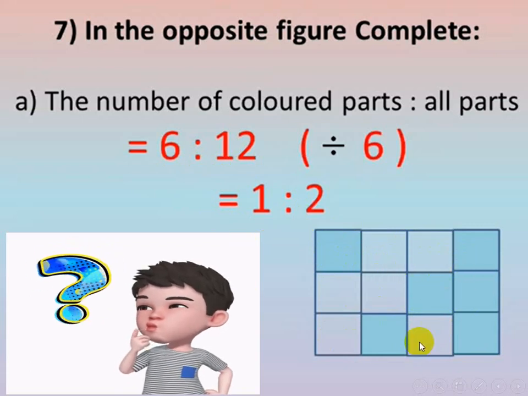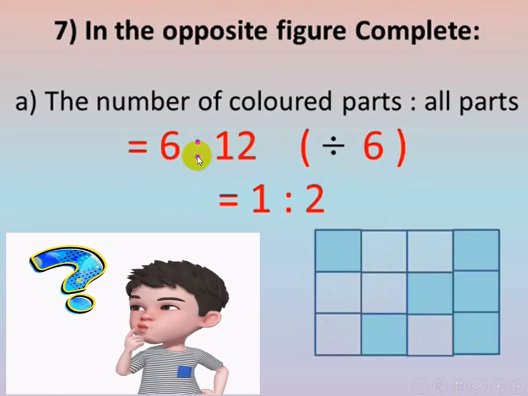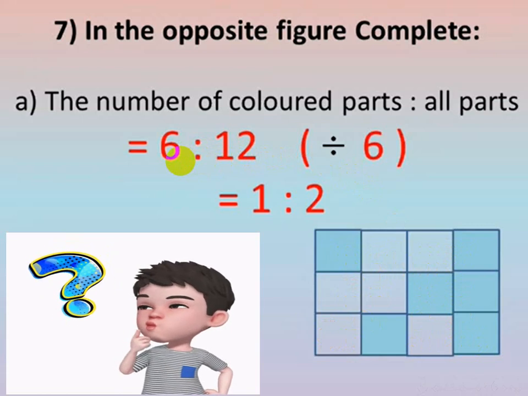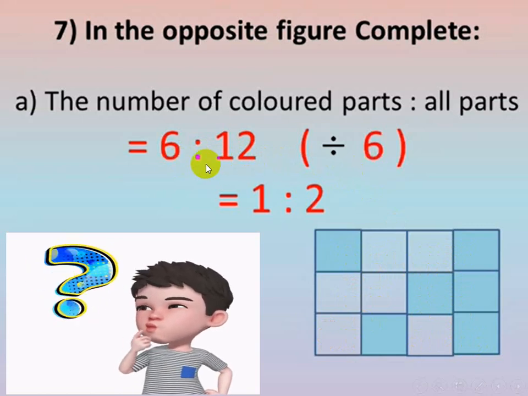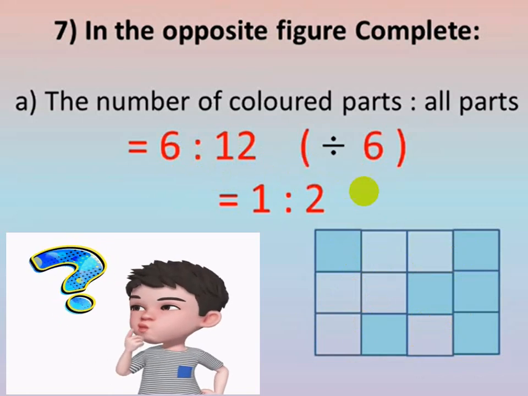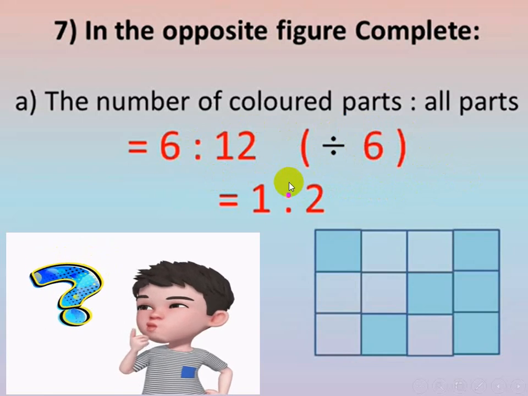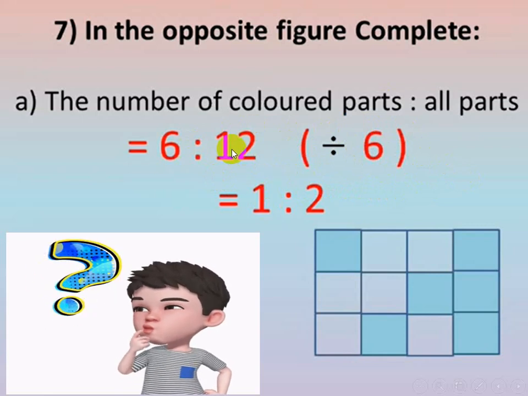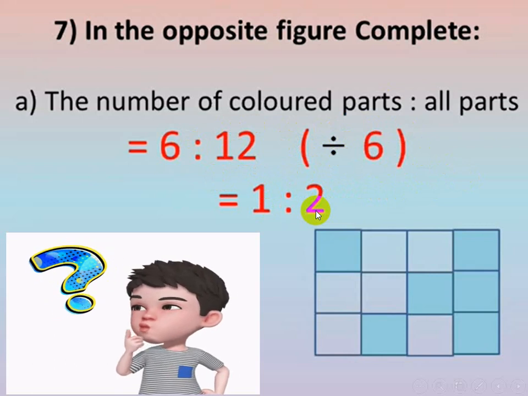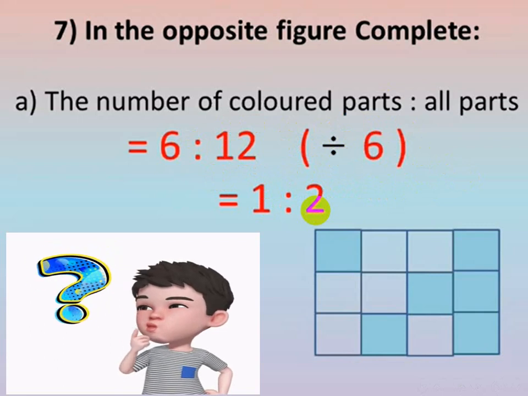Remember, the ratio must be in the simplest form. 6 and 12 are even numbers. They are divisible by 2. They are divisible by 3 also. But there is a larger number. Yes, 6. So we write divided by 6. 6 divided by 6 equals 1. Excellent. 12 divided by 6 equals 2. 1 and 2 are in the simplest form, so the ratio will be 1 to 2.